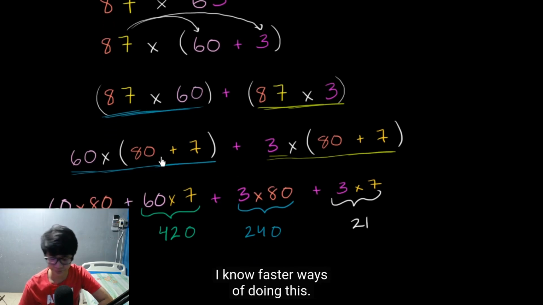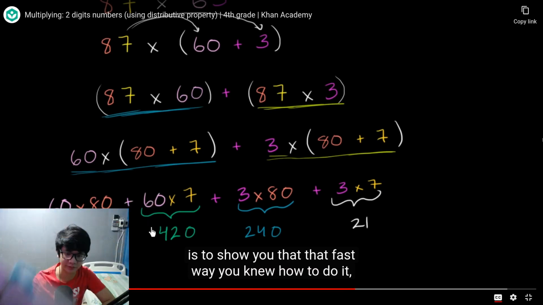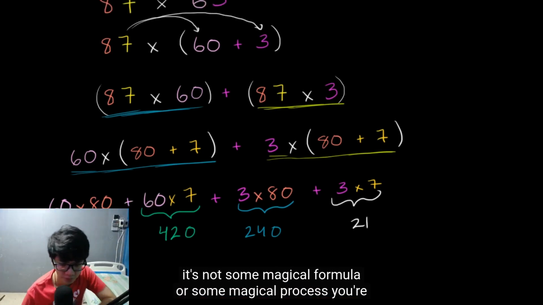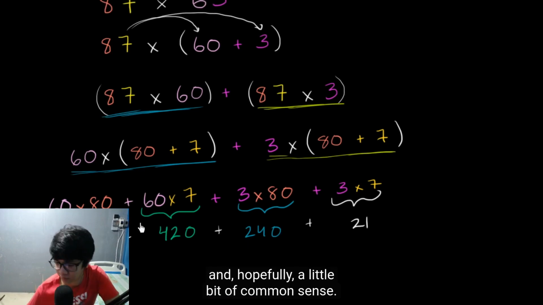And you might be saying, hey, Sal, I know faster ways of doing this. But the whole reason I'm doing this is to show you that the faster way you knew how to do it is not some magical formula or some magical process. It just comes out of the distributive property and hopefully a little bit of common sense.